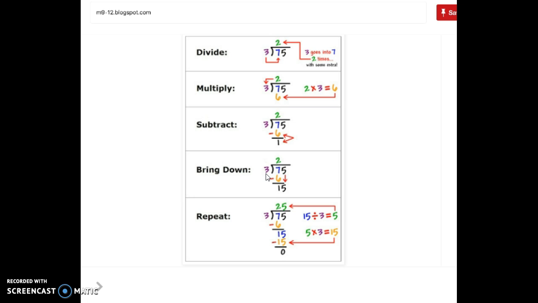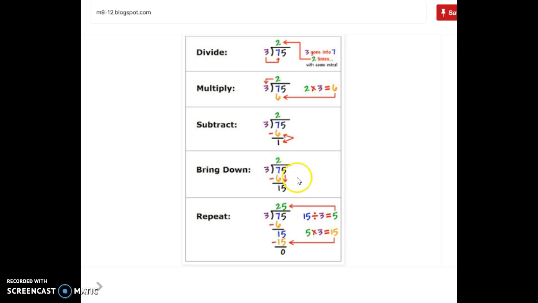Well, let's think about it. Let's think about our multiplication facts. We know that 3 times 1 is 3, 3 times 2 is 6, 3 times 3 is 9, 3 times 4 is 12, 3 times 5 is 15. So let's use 5. So we're going to put our 5 over the 5 in our dividend in the ones place. We're going to put our 5 right here. We're going to park it right next to the 2.